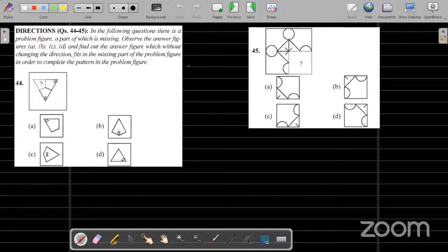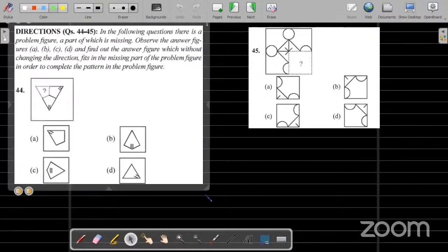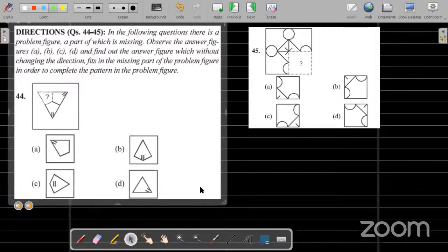Now, question number 44 and 45. Read the question. In the following questions, there is a problem figure, a part of which is missing. Observe the answer figures A, B, C, and D, and find the answer figure which, without changing the direction, fits in the missing part of the problem figure. So without changing the direction, the answer figure should fit in the missing part of the problem figure.